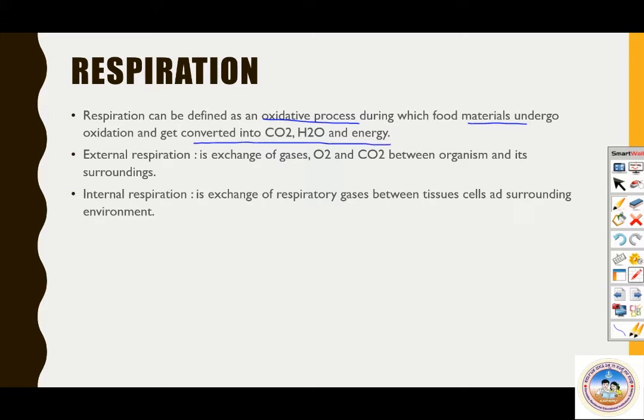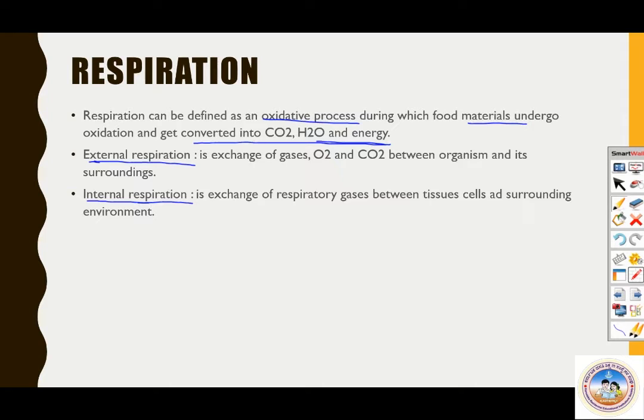So whenever, during respiration, you take in food or any organic compound, oxygen is definitely required, and it gets converted into carbon dioxide, water and energy. Now in respiration you have two types: external respiration and internal respiration.